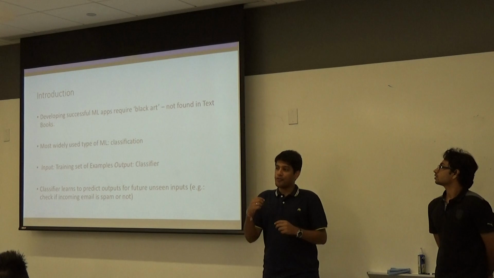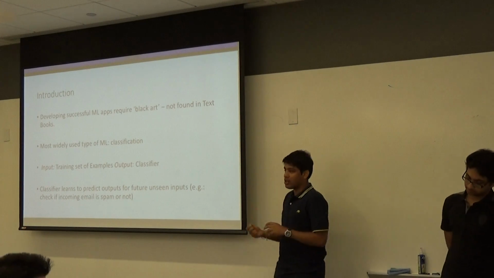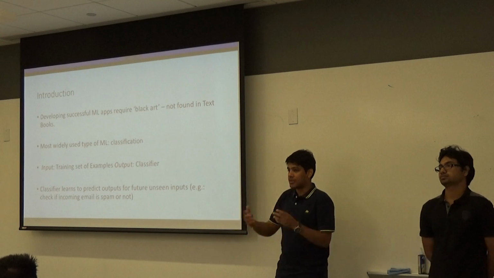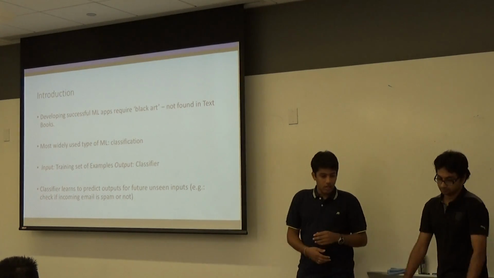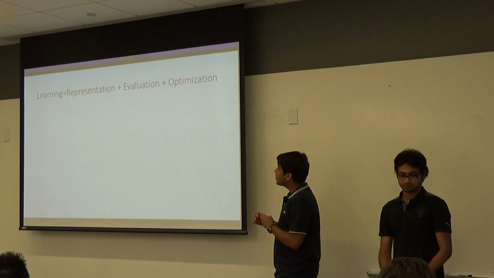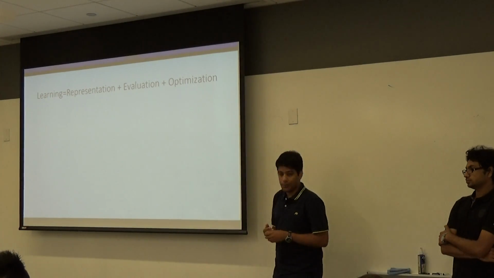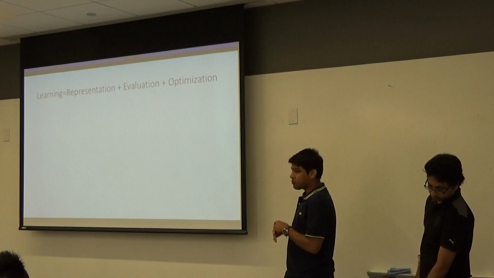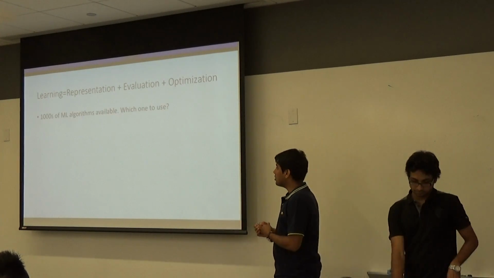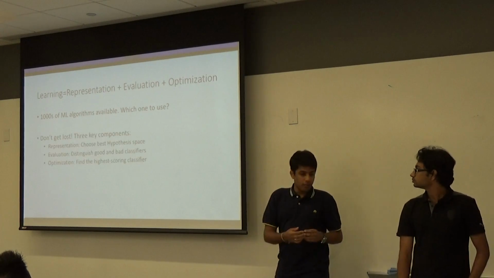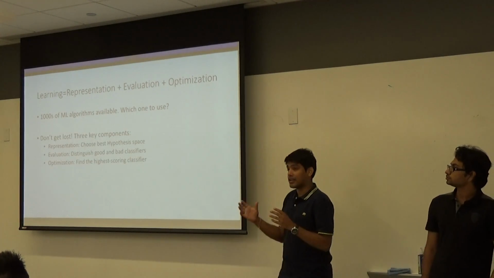One of the first uses of machine learning was spam filtering, checking whether incoming emails were spam based on some keywords in the email. So learning is a combination of three processes: representation, evaluation, and optimization. There are thousands of machine learning algorithms available. How would we select one? The author tries to provide some insight into this using a three-step process.